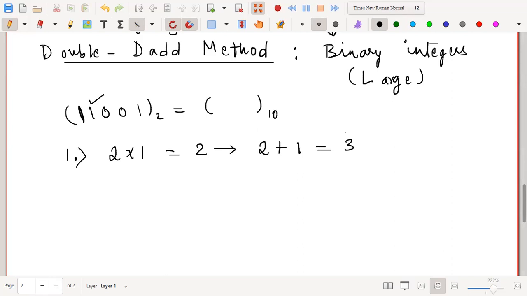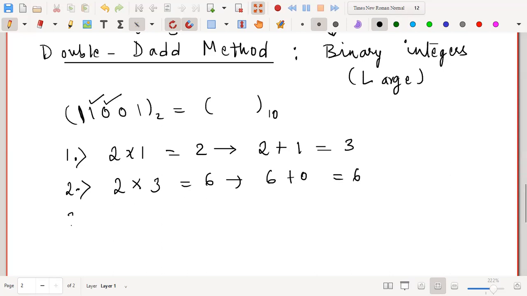Now in the second step, you will take this 3 and double it. So in the second step, you need to again double, 2 into 3, you will get 6. And then you will add the 6 to this 0. The next step is you will add this 6 to 0. 6 plus 0 is 6.